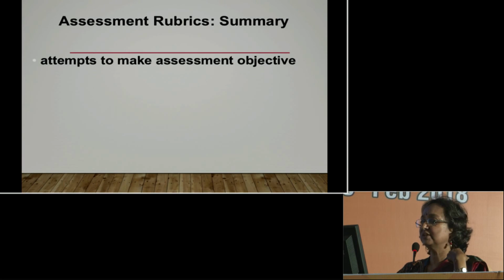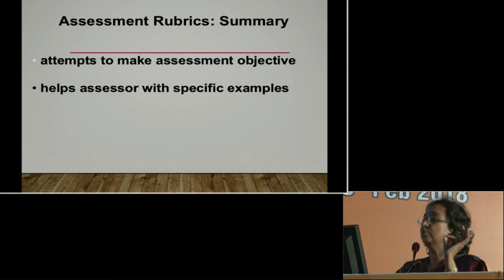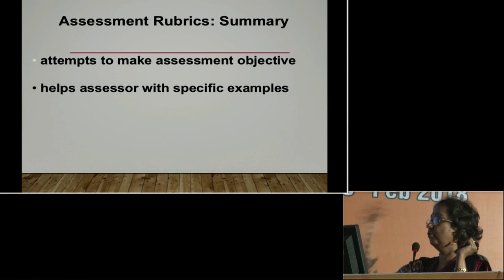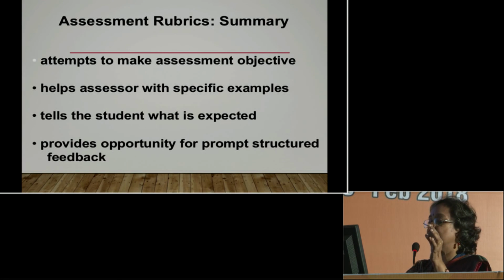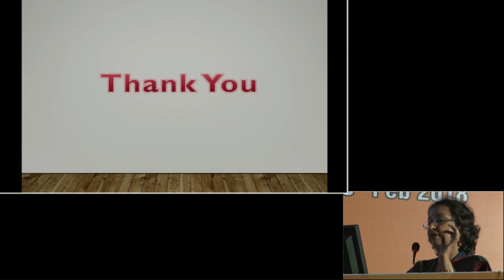In assessment with rubrics, the OCEX attempts to make assessment objective. So you don't say, that's terrible, what you did was horrible, I cannot imagine, you're going to fail. You don't have to say all that. You have objective, exact descriptors that tell you where he or she is at for every test. It helps the assessor with specific examples, tells the student what is expected, and provides opportunity for prompt, structured feedback. Thank you.